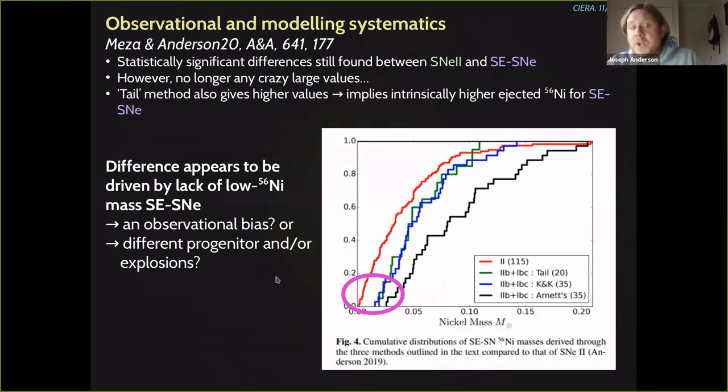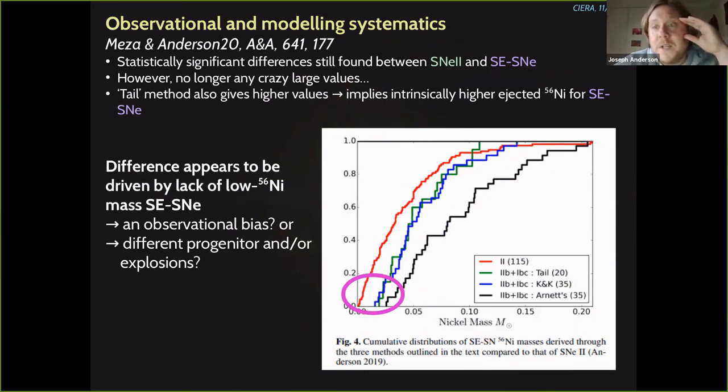So then the question becomes, is this true? Is this a real difference between the different supernova types, or is this an observational bias? So is it different progenitors or explosions, or an observational bias? If it's an observational bias, this is something I came back to. So why could this be different between the different supernova types?